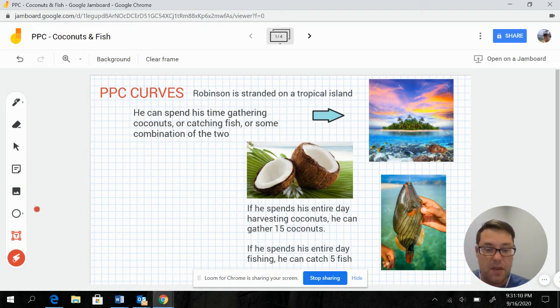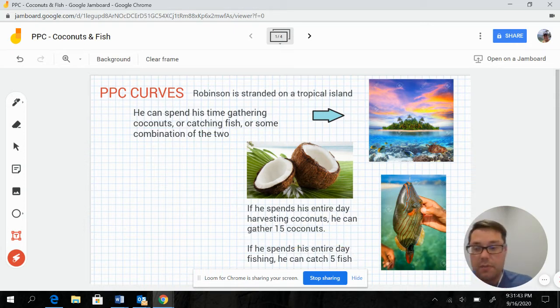You see down here, he can also spend some combination, right? He can spend some time gathering coconuts and he can spend some time fishing. So down here is what we need to draw our PPC. If he spends his entire day harvesting coconuts, he can gather 15 coconuts. But then he didn't spend any time fishing, so he would have 0 fish in that case. Or he could spend his entire day fishing, and with his bare hands, he can catch 5 fish. That's actually pretty impressive. I don't think I could catch any.